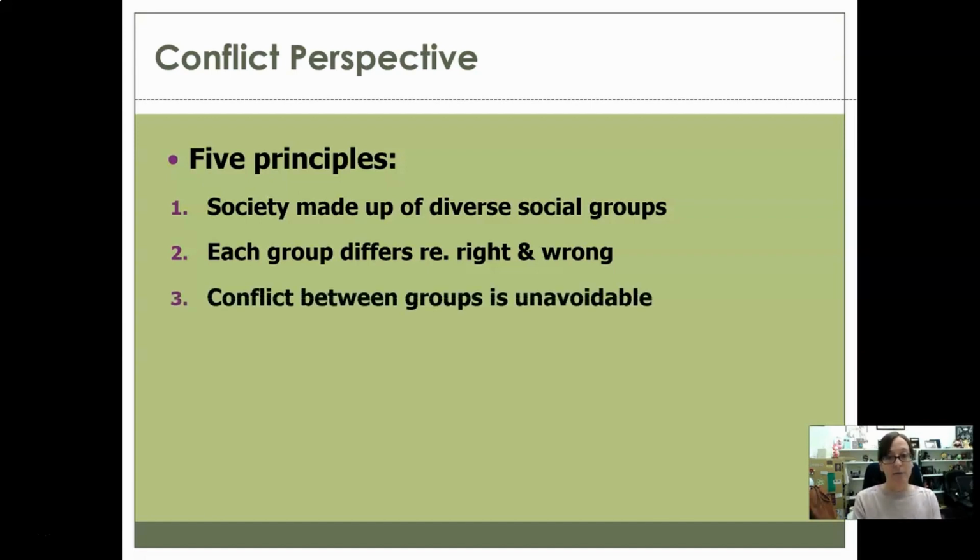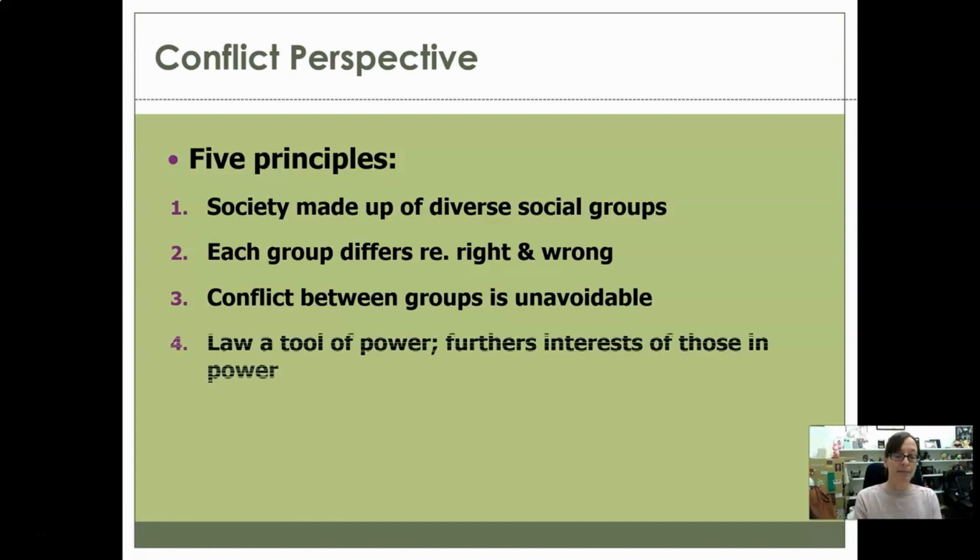The third is that conflict is unavoidable. So these groups are never going to agree, they're never going to think the same way, so conflict is inevitable. It's going to happen. So from this perspective, law is not applied equally the way that it is in the consensus perspective, but rather it's a tool of the powerful. And so it is used to further the interests of those that have that power.